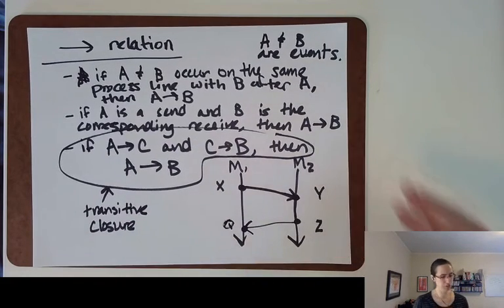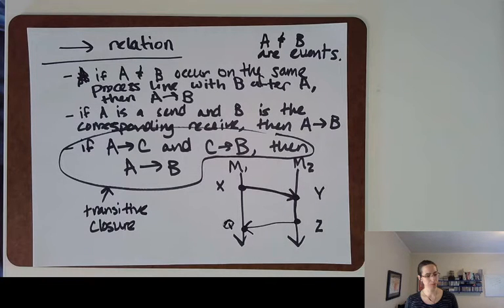So if we have another event here, we know that Y happens before Q. And we know that X happens before Q. We knew that X happened before Q anyway because they're on the same line, but we also have this other path by which X happened before Q as well. So this is the definition of the happens before relation.